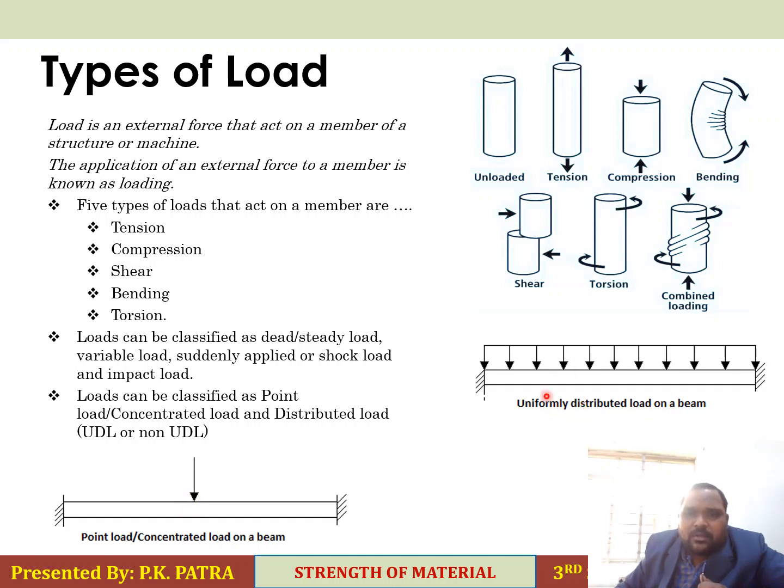But what is UDL? In the entire beam section, suppose the load is distributed over some area. There is some length. Suppose this length is L and this load is W per unit length. The total load acting on this beam will be W into L. But here the total load is W. This is the difference.